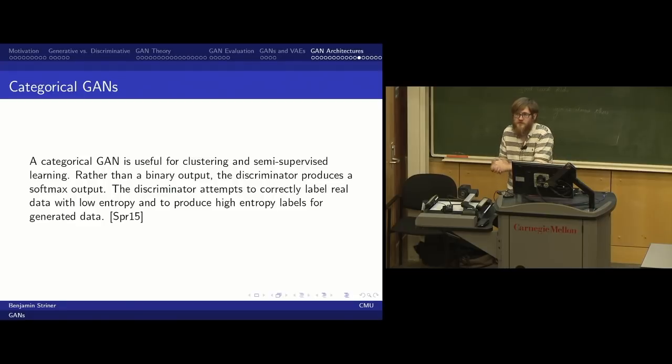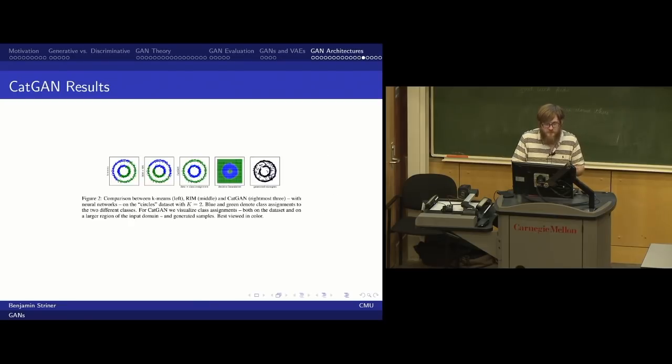Categorical GAN, do not confuse this with conditional GAN. You call both CGAN and get really confused. But a categorical GAN is more for clustering and semi-supervised learning. So you can use GANs for clustering, which is probably something you weren't expecting based on what we were talking about so far. You can train a network to actually give multiple labels. The 3 on the right is their clustering method, and the 2 on the left is different k-means, whatever types of clustering.